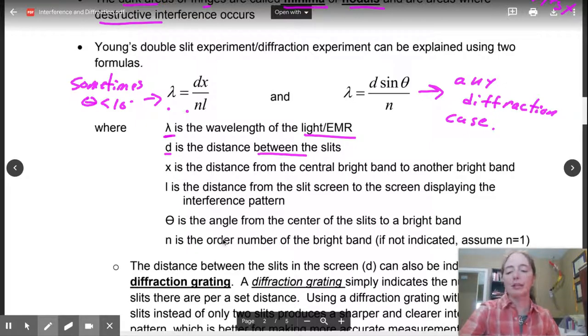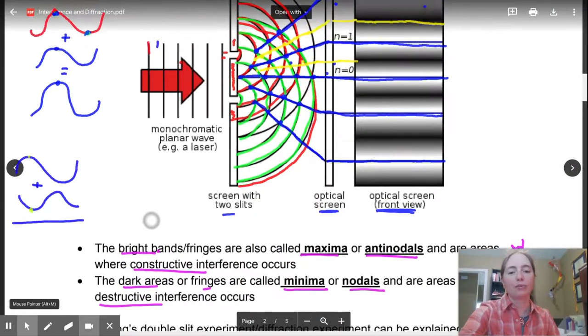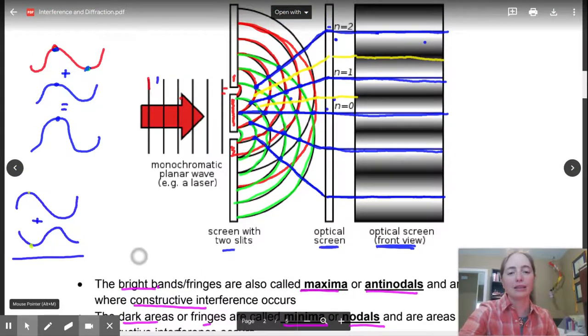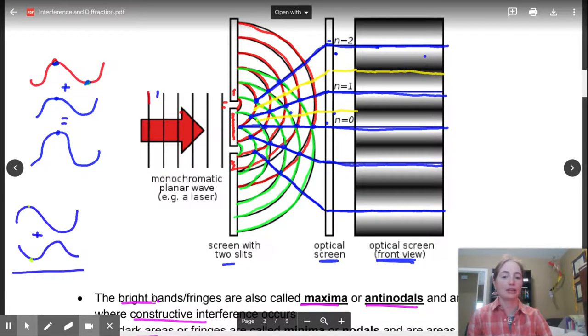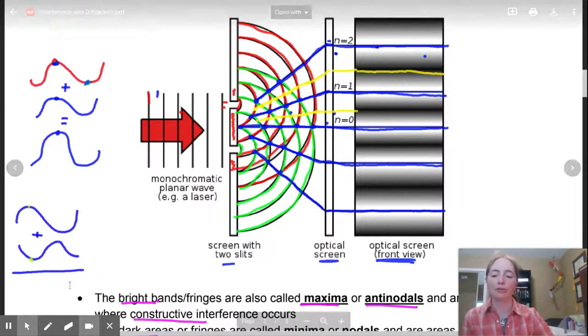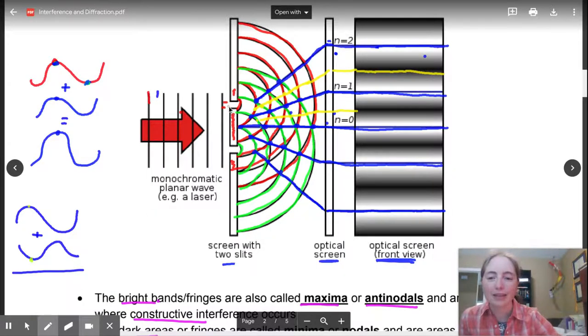So let's scoot back up to our diagram. And these red lines are really possessed. They keep jumping back and forth. Works, I guess. So when we're talking about the letter D, the distance between the slits, that's going to be this value here. So how far apart those slits are. That distance there is going to be your numerical value of D.